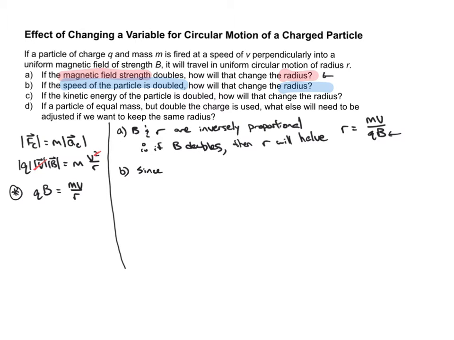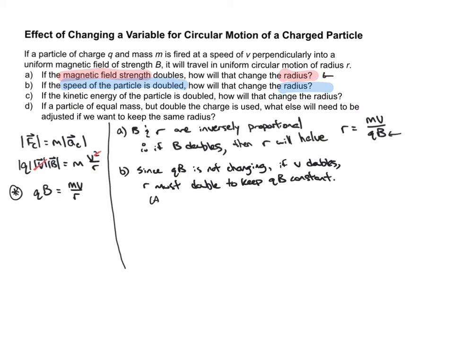So I'll say that since qB is not changing, if v doubles, r must double to keep qB constant. I guess there's also the mass there, but we assume the mass of the particle is not changing either. Yeah, so that's just analyzing equation star.